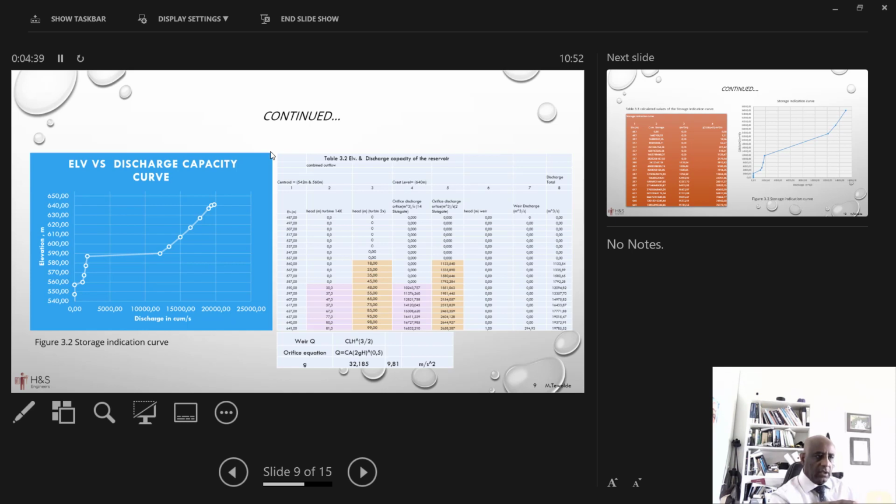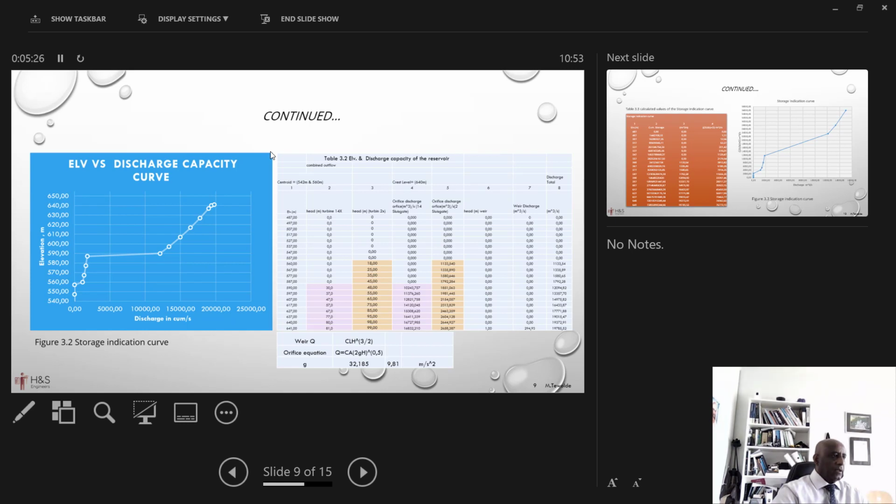Area is the area of the circle, pi times d to the power of 2 over 4, pi 3.14. Very simple. And then 2 times g, g is the acceleration due to gravity, 9.81. And h is the variable here. So we use this equation and calculate all the discharge capacity of the river. That's all. That is the discharge capacity.